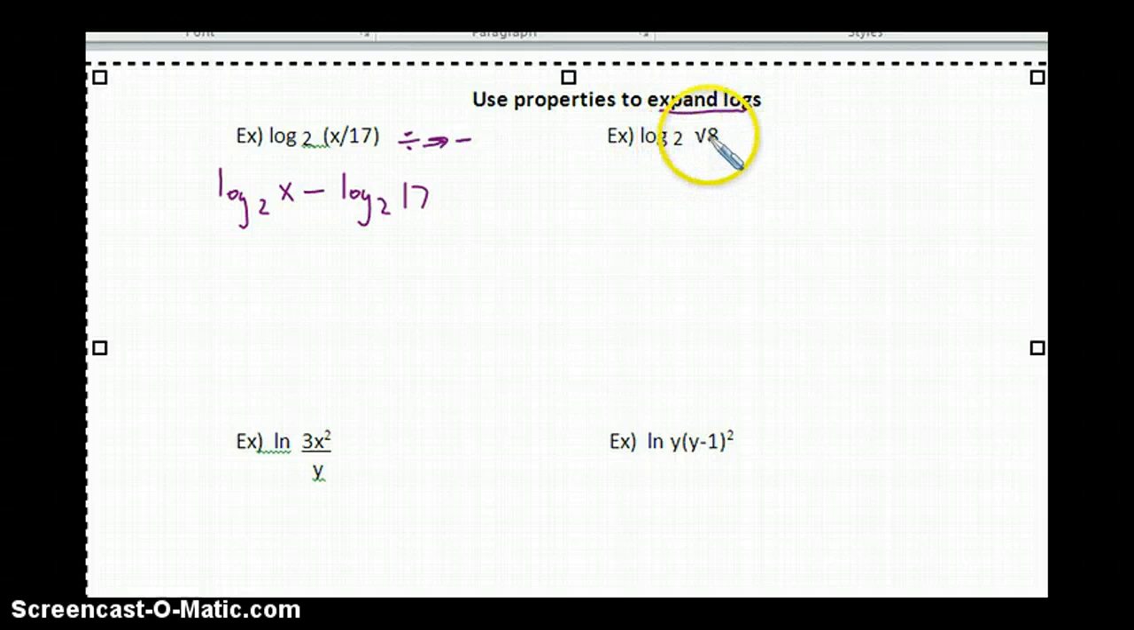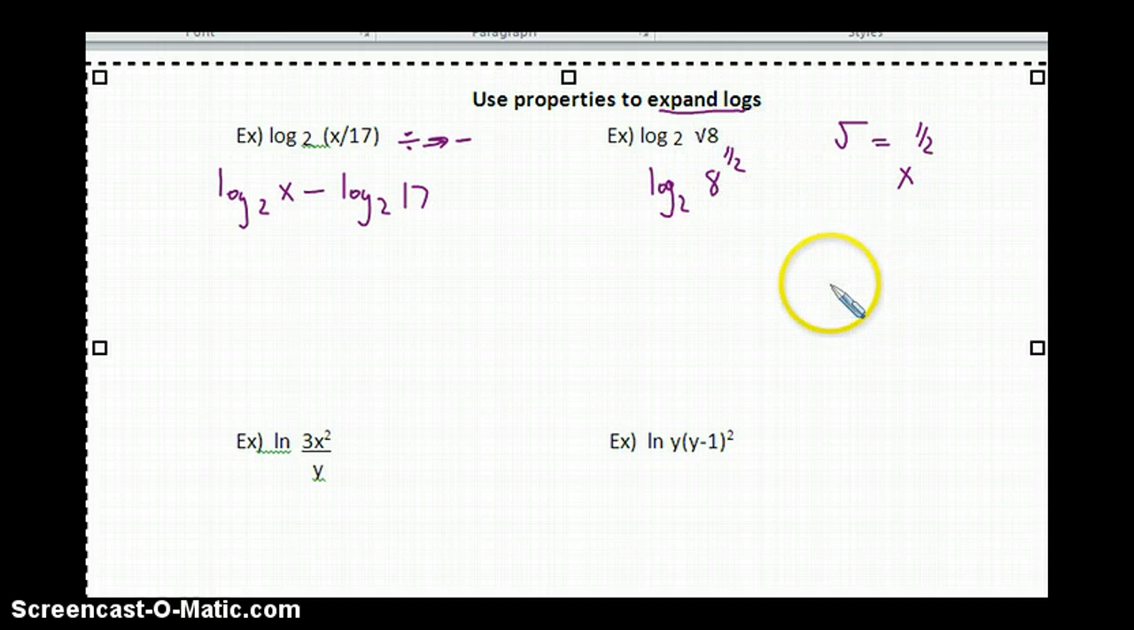One of the things you need to remember is when you see a square root, it is a fractional exponent. So the first thing I'm going to do is write this as log base 2 of 8 raised to the 1/2 instead of the square root of 8. So we have to recognize that square roots are the same as the 1/2 exponent. In this case, it's 8 raised to the 1/2.